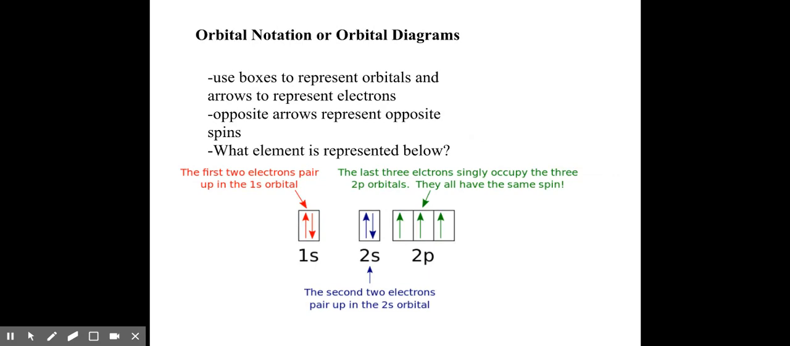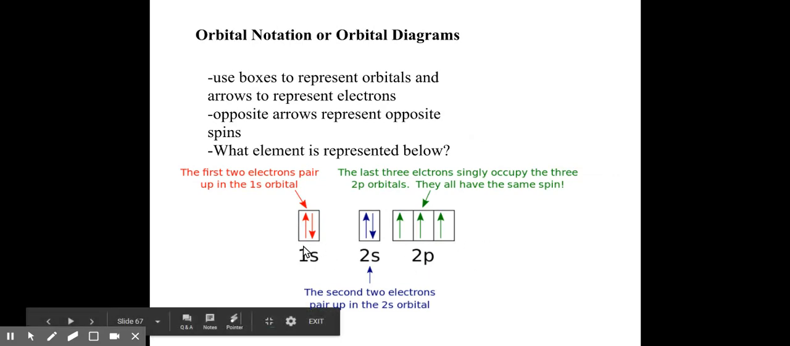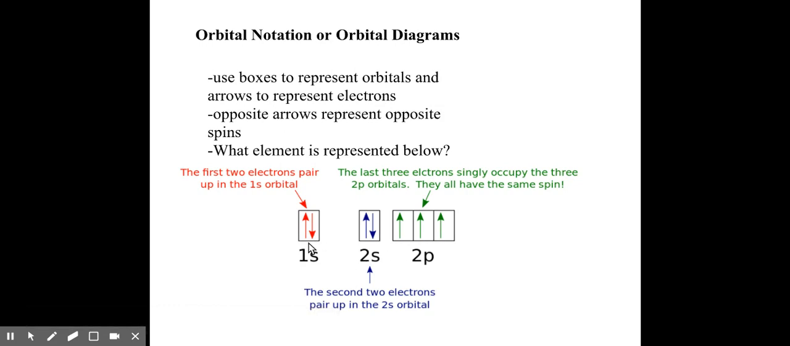The orbital notation and orbital diagrams are very helpful to use, and it's where you draw boxes for orbitals, and you need to label them, and then you start drawing arrows for the electrons. So you want to pair up the 1s, and then pair up the 2s, and then pair up the 2p right here. So it helps show the spins, and it's a lot easier to draw. So if they ask you for orbital diagrams, that's what this is looking for. You need to draw opposite arrows to represent the spins.